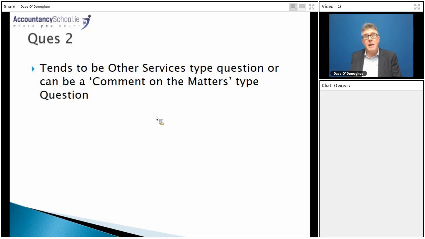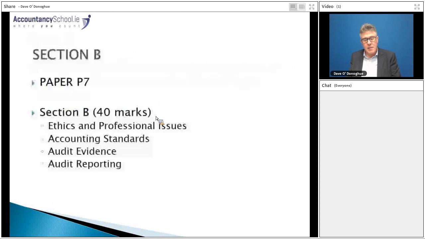The assurance services part of the course will be the main new material that you will see when you're studying P7. The majority of the other material you will have seen before between F8, P1 and P2. But the new material will come from assurance services.